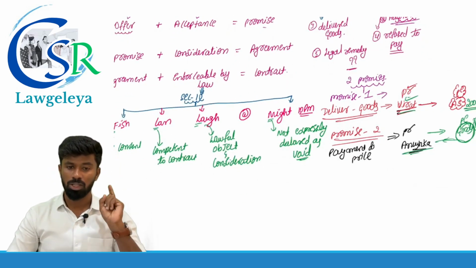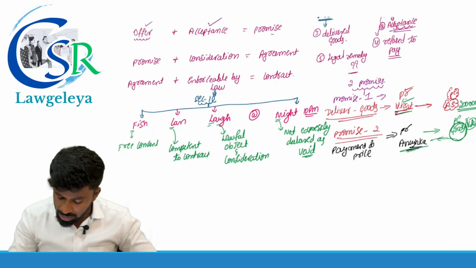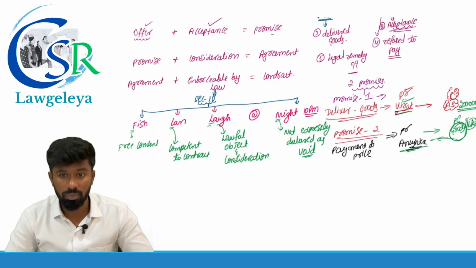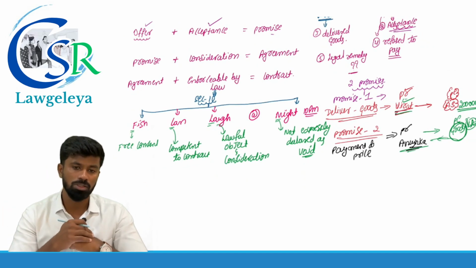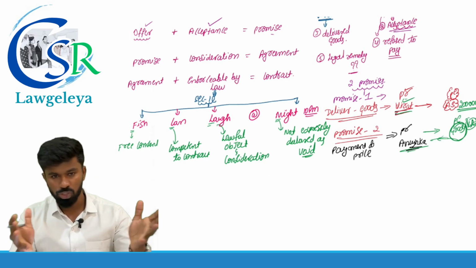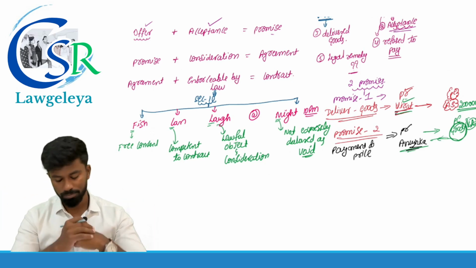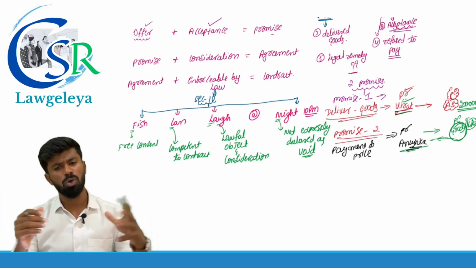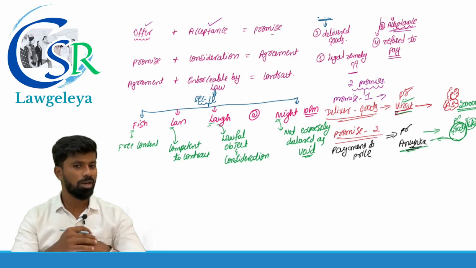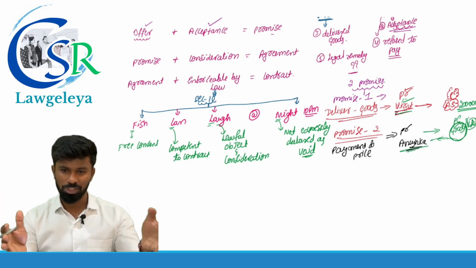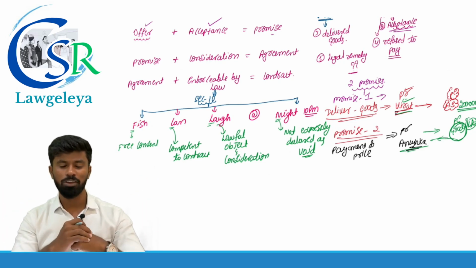What are the conditions? First one, free consent. Was the consent of the party free? Yes. There was no coercion, undue influence, fraud, misrepresentation, or mistake. So the consent was free. Second one, are the parties competent to contract, sir? Yes, the parties are competent to contract. Both are majors, of sound mind, and not disqualified by law.